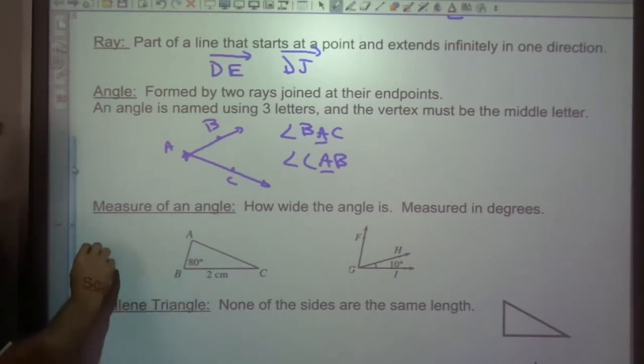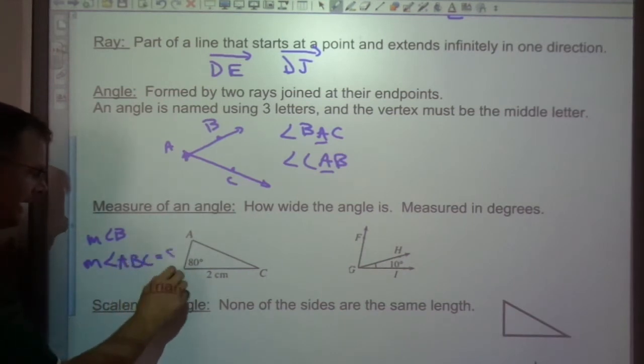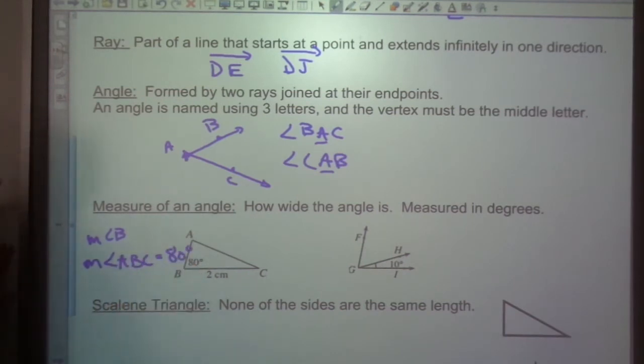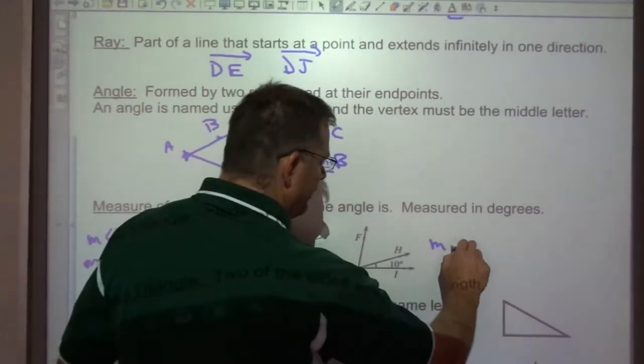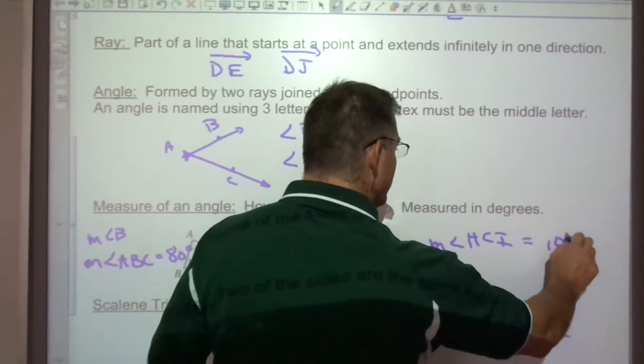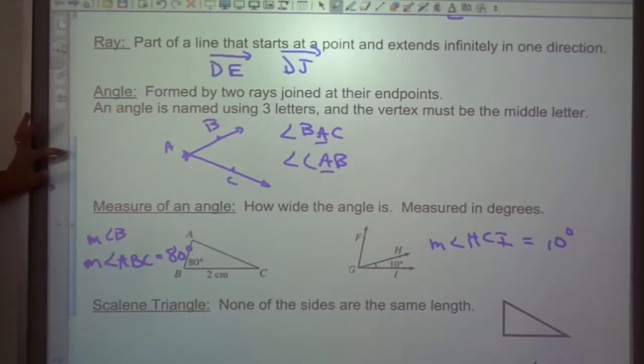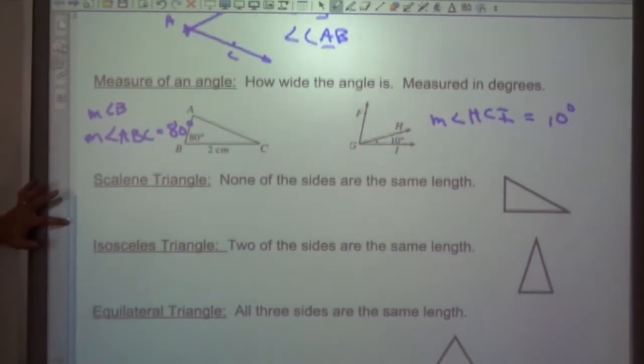It's often represented like this. We'd say measure of angle B, or measure of angle ABC is 80 degrees. Here we would say the measure of angle HCI is 10 degrees. Because we're talking about the measure of it. When you see the M, that means we're talking about the number.